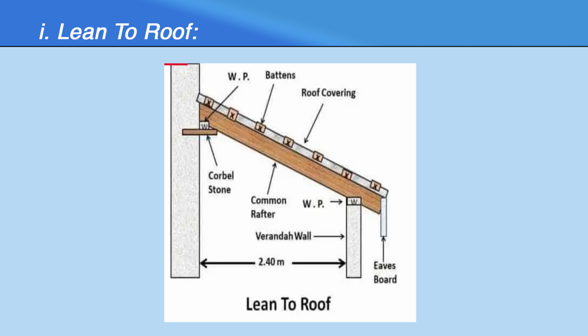Boards, battens and the roof covering are shown in the figure. These roofs are used in verandas, in buildings, small sheds, etc. This is the photograph of a lean-to roof.